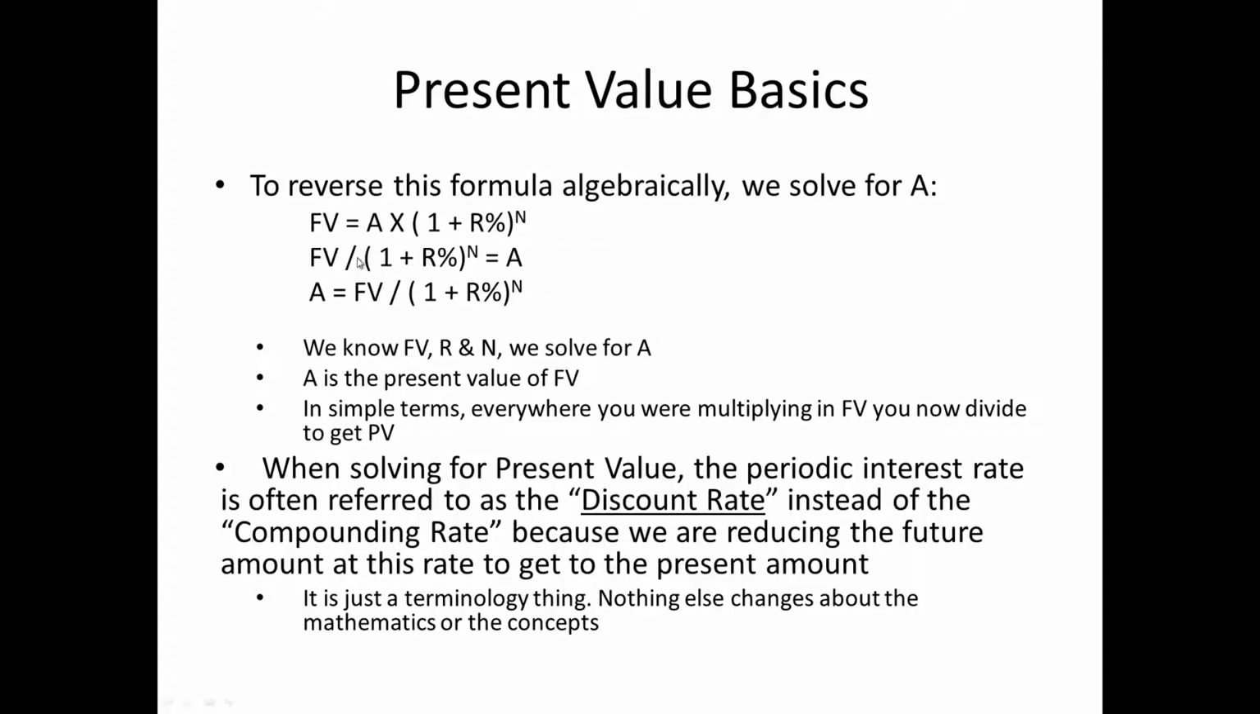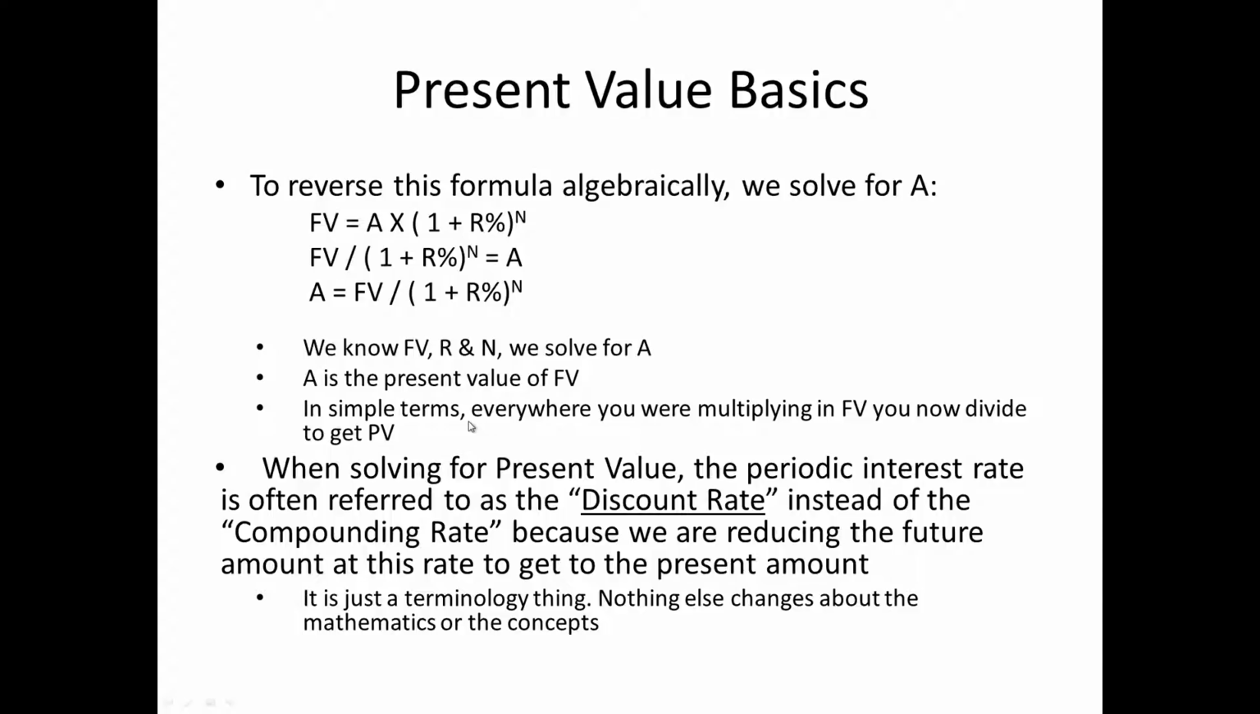So I get future value divided by 1 plus rate to the n equals the amount that I'm going to pay today. Well, we just rearrange this and put the A over here. That A, that's present value. Okay, so we could just put a PV in there if we want to. So the present value is just the future value divided by 1 plus the interest rate raised to the number of periods. So that's it. We've simply reversed the formula to solve for A instead of solving for future value.